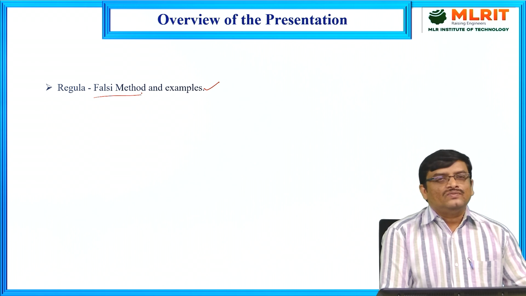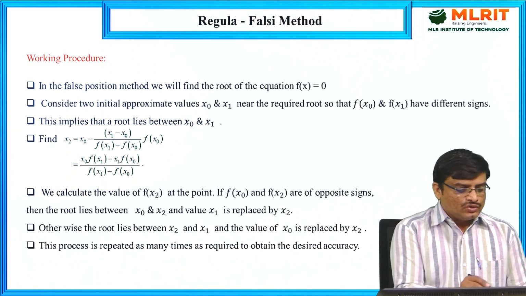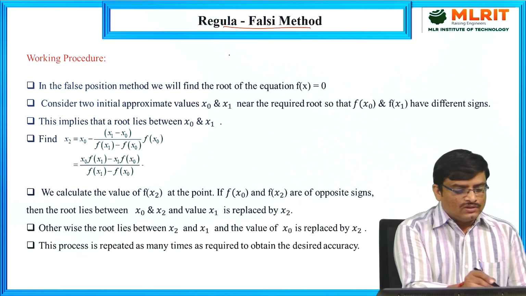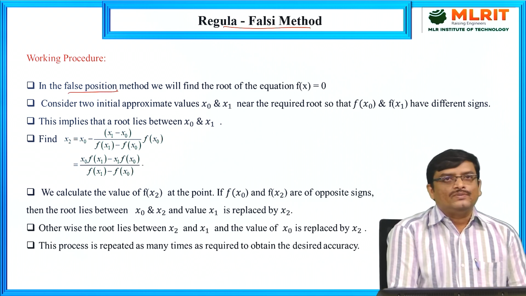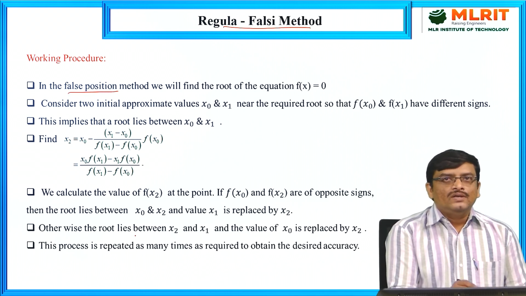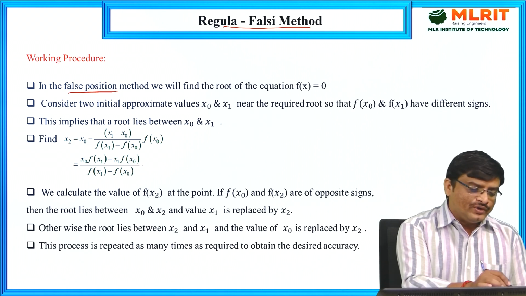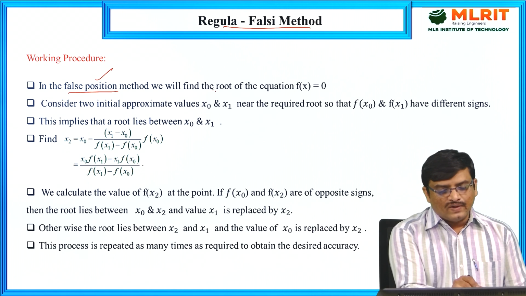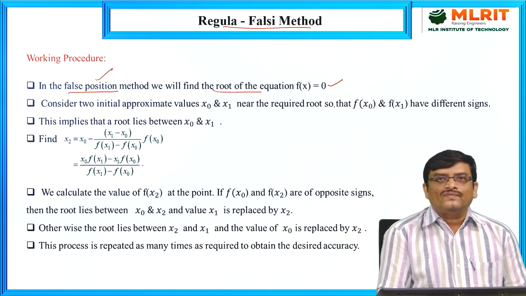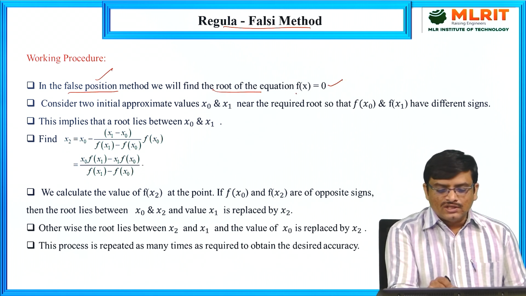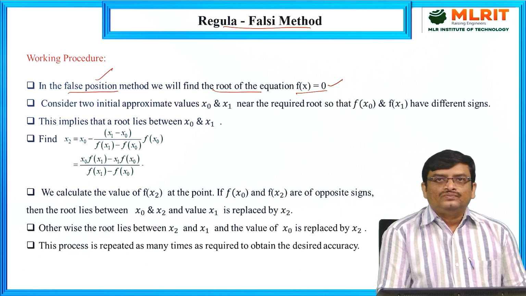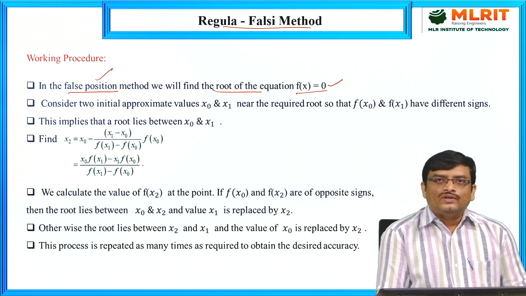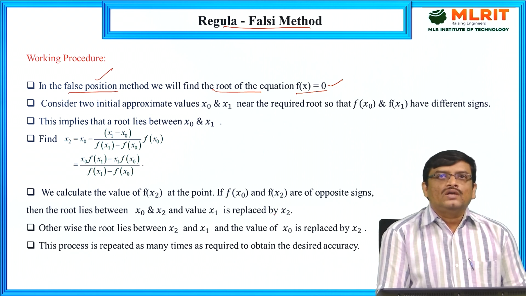Before that, we will take the working procedure of the false position method or Regula Falsi method. This Regula Falsi method, we can also call a false position method. Once again I will repeat, Regula Falsi method is also known as false position method, and by using this method, we are going to find the root of the equation f of x is equal to 0. This is the standard form of that equation, f of x is equal to 0. For this, we are going to find the root using the false position method.